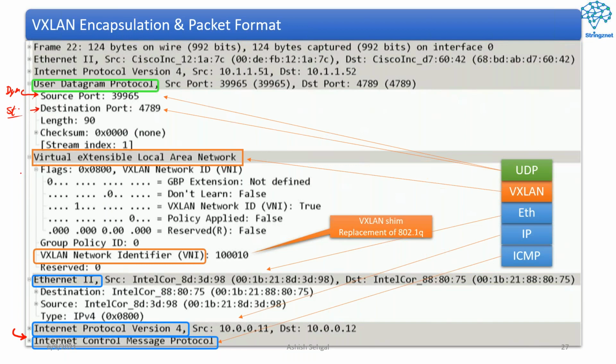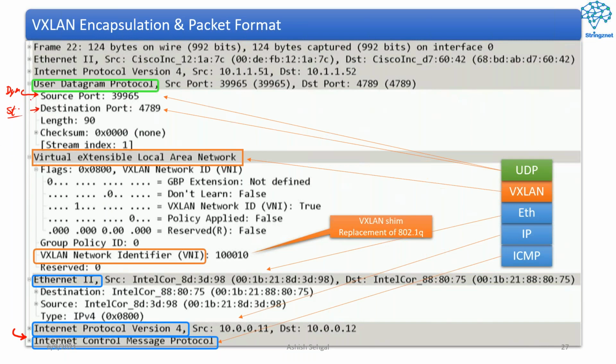VMware NSX network virtualization allows us to change this port number as well. But the recommendation is, do not change it. In case this particular port number is blocked by the firewall, this means the VXLAN tunnel will not come into the picture. It will be blocked. So this is the port.